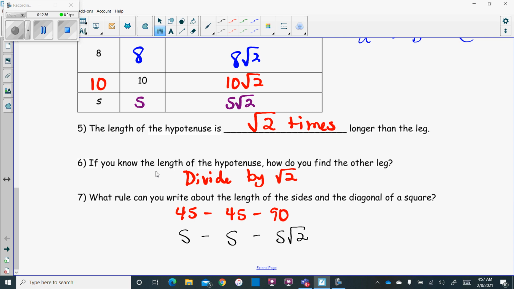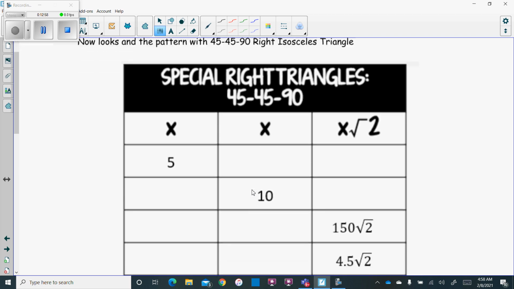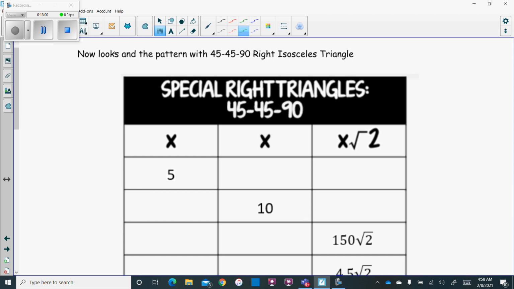Instead of using S, we'd use a different variable. And so we want to use this pattern to help us get to answers, maybe mentally, but just kind of see the relationship of when I'm going to multiply and when I'm going to divide on this table here. So we're going to look at the pattern with 45, 45, 90. Sorry about that. I'll fix that.